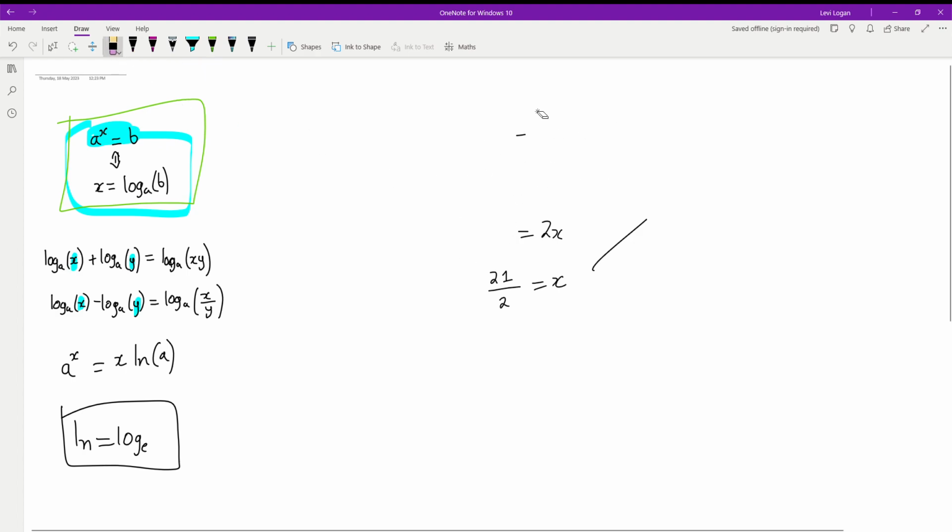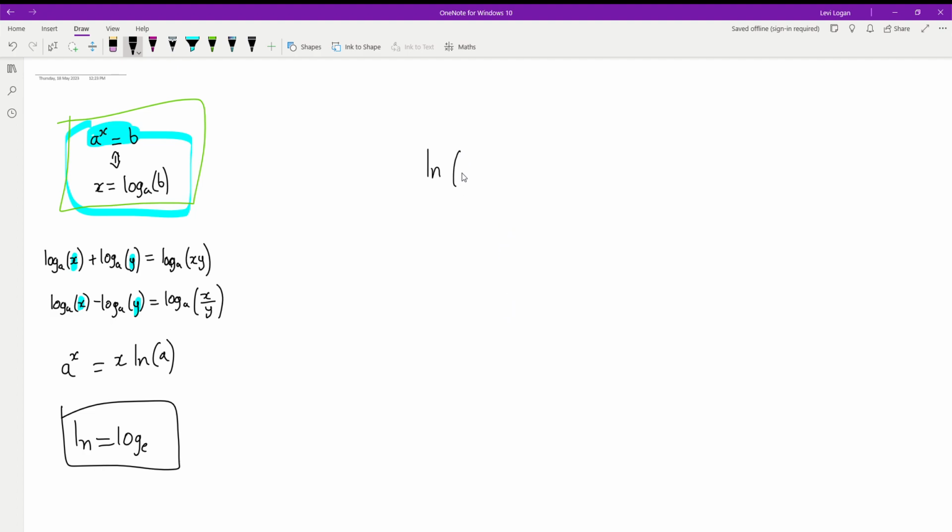So let's say we had, we can use natural logs as well. It doesn't have to be log to the base 5. We can do ln, which is shorthand for log to the base e. So let's say we have ln of 7 minus x, minus ln of 10, is equal to ln of x. How are we going to solve this equation for x?